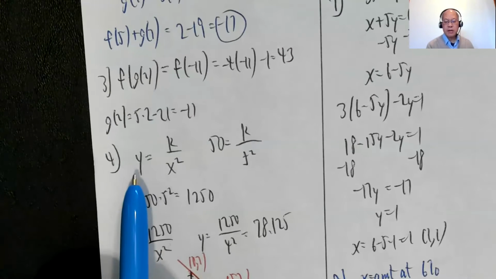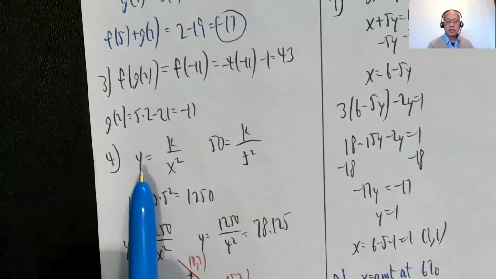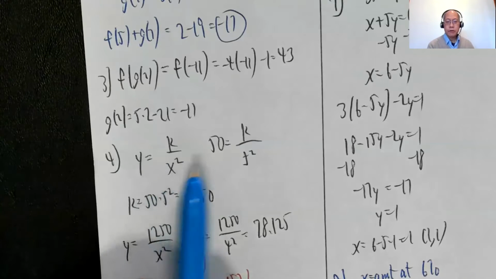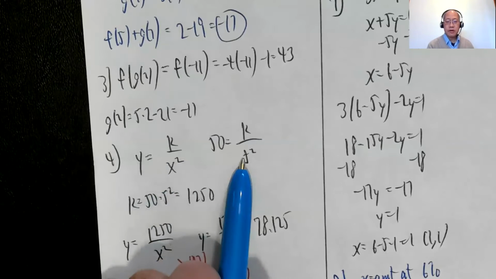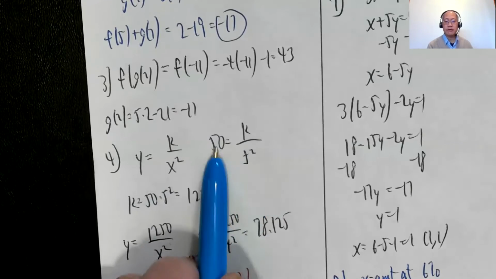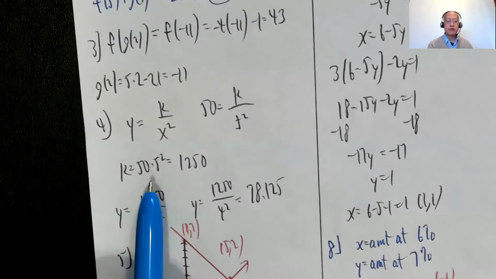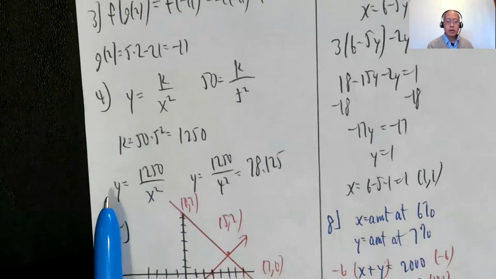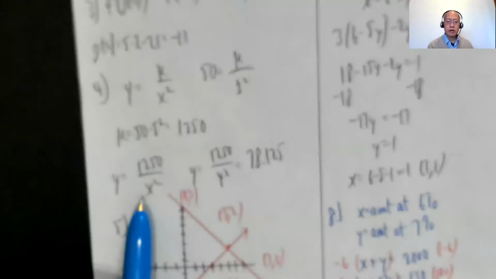Number 4, y varies inversely with the square of x, so y equals k over x squared. Put 50 here, 5 here, 50 equals k over 5 squared, which is 25. Multiply both sides by 5 squared. So k is 50 times 5 squared, 1,250. So y is 1250 over x squared.